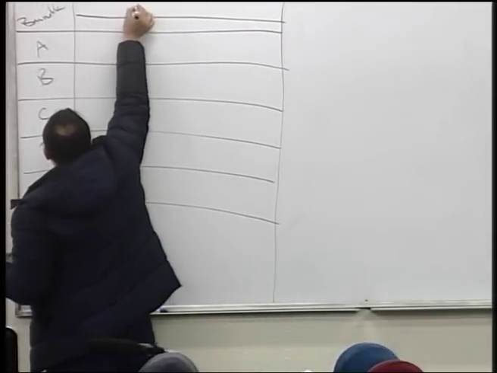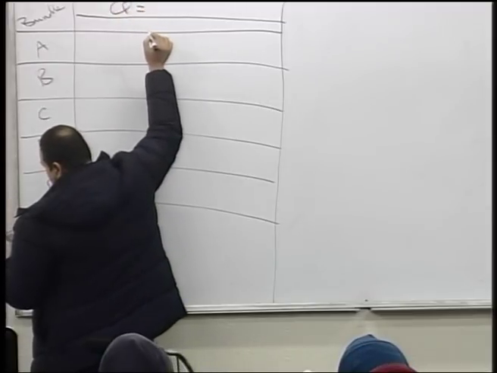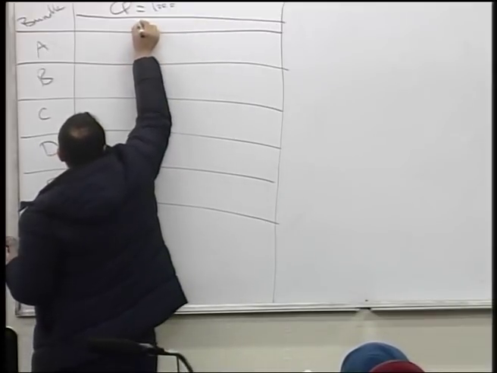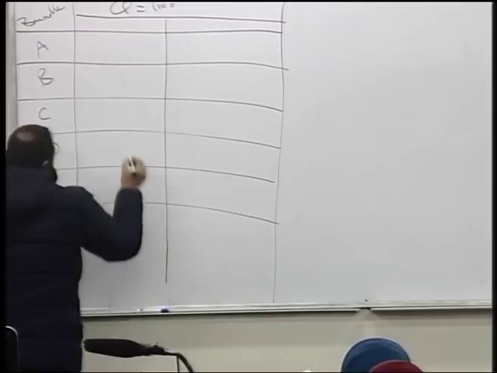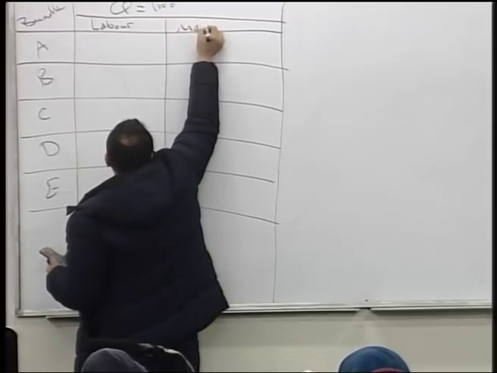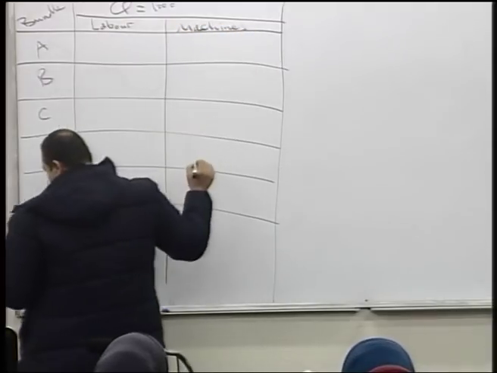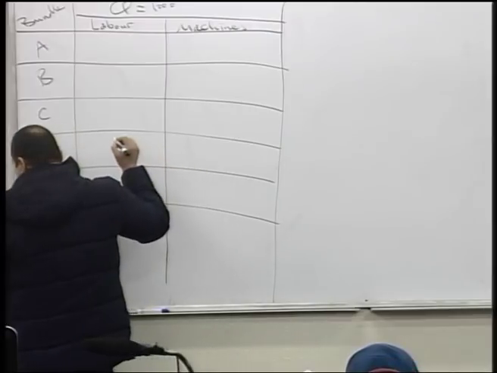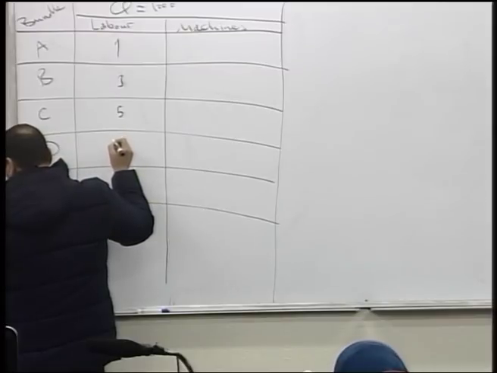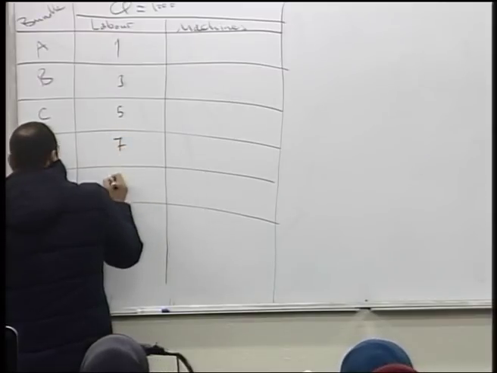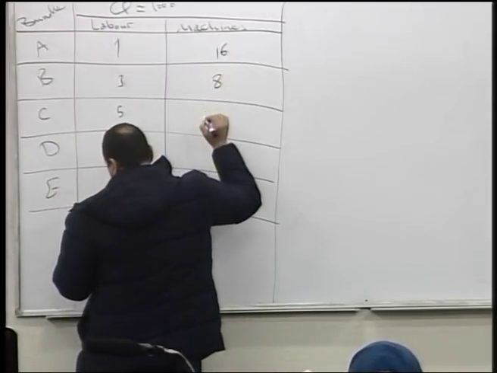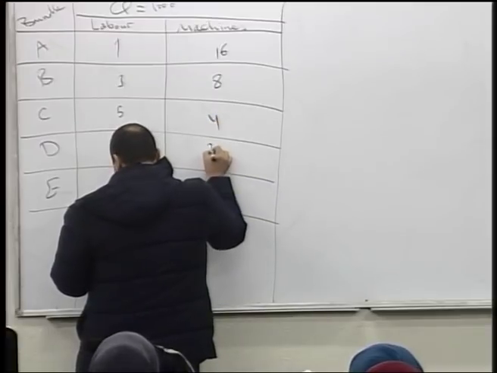Quantity produced equals 1,000 units. Labor and machine: 1, 3, 5, 7, 9 workers and 16, 8, 4, 2, 1 machines.